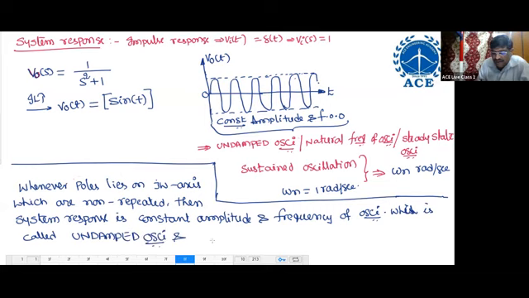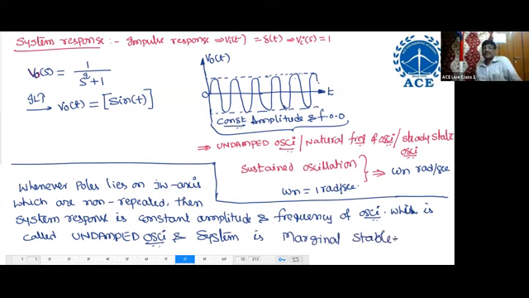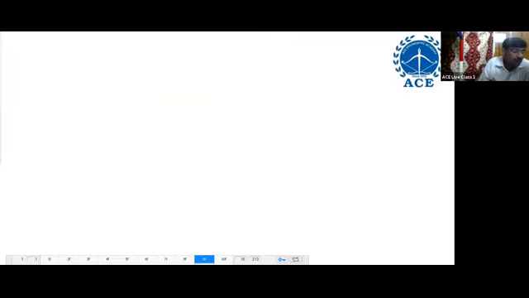And the system is marginally stable. So this is the response of a marginally stable system. Stable system, bounded response. Marginally stable system, constant amplitude and frequency of oscillation. Unstable system, unbounded response. Okay. Next problem.